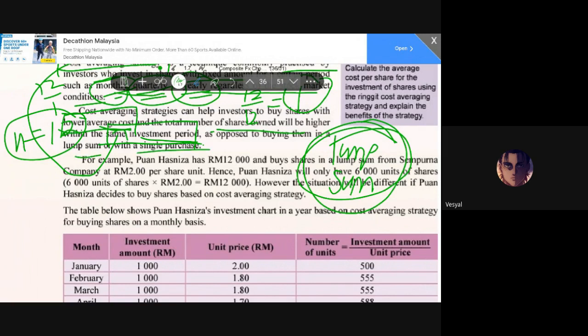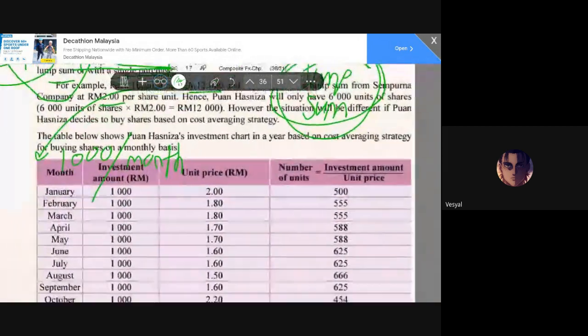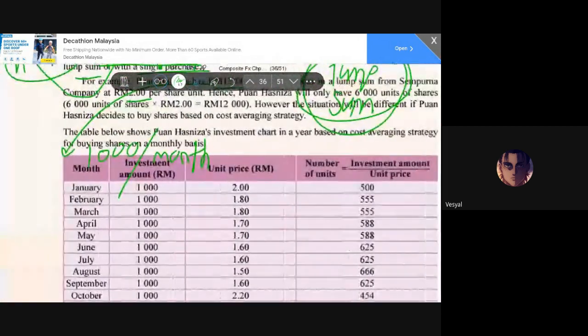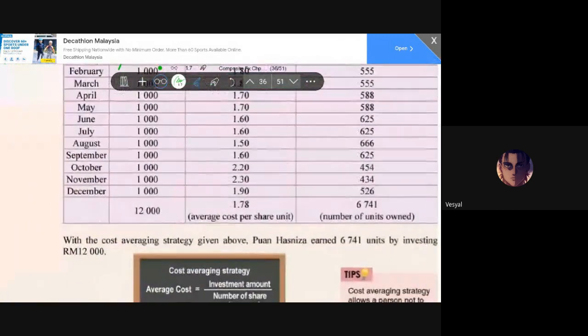So let's say they gave a situation here, 12,000. So how are you going to divide this? There are 12 months, right? So the investment amount in each month will be 1,000. So 12,000 over 12, you get 1,000. So you see the cost is 2 per unit. So that is if you do lump sum. But you see, if we use the cost averaging strategy, it will come as the bottom here. You'll see down here, remember, she got 6,000 unit shares. But if you see here, there are 741 extra shares by using this cost averaging strategy.